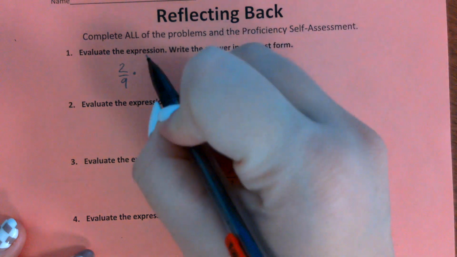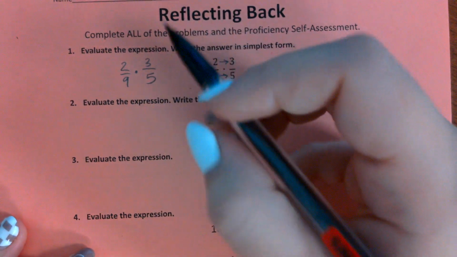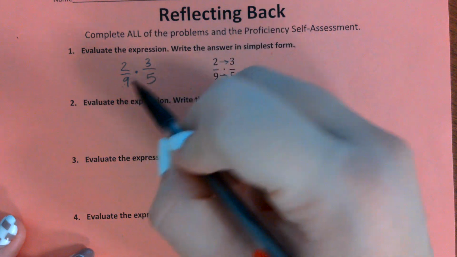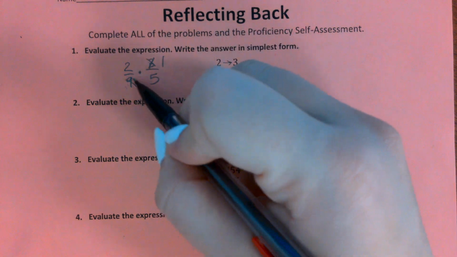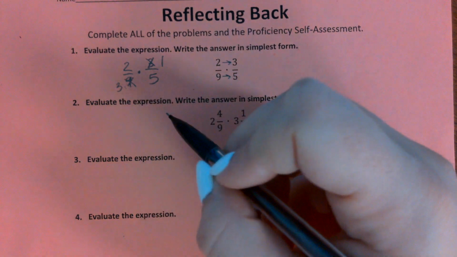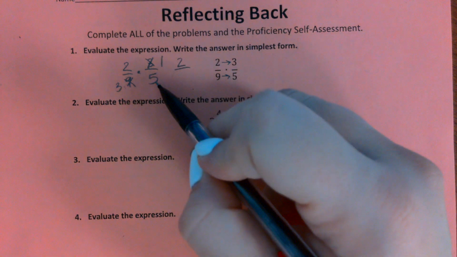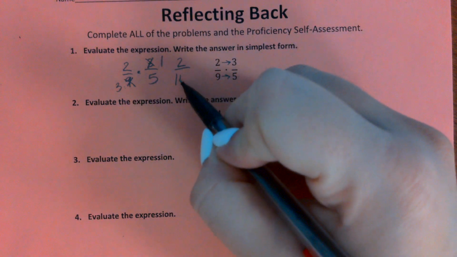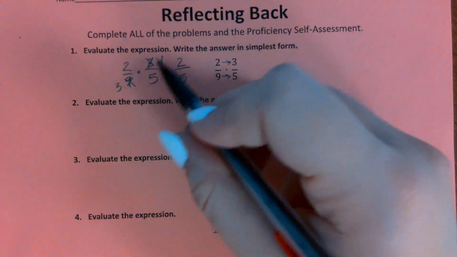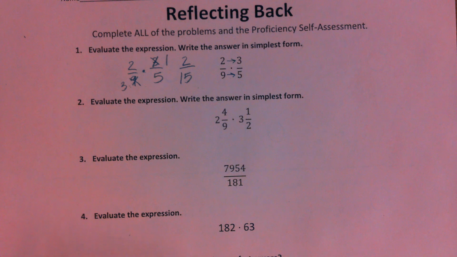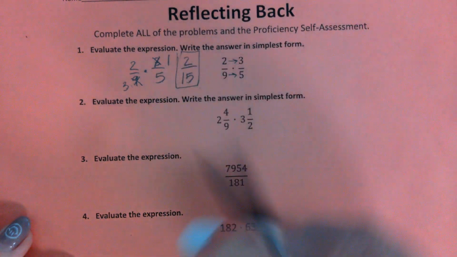So if we have 3 and 9, 3 and 9 can be simplified, right? So 3 divided by 3 gives us 1. 9 divided by 3 gives us 3. So we got 2 times 1, which is 2. 3 times 5, which is 15. So that would be the simplest answer there. So that's how you do the cross canceling. Okay. So I did actually do that one for you, so you're welcome.